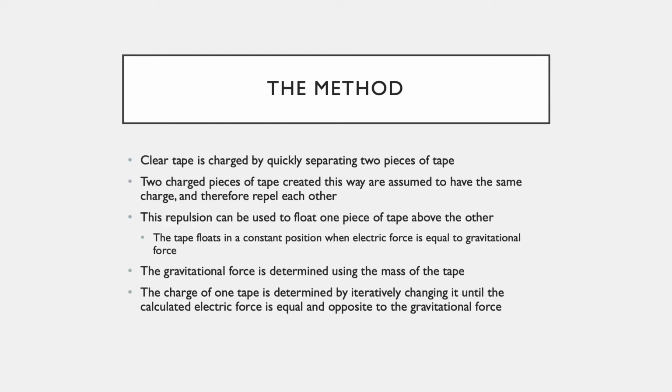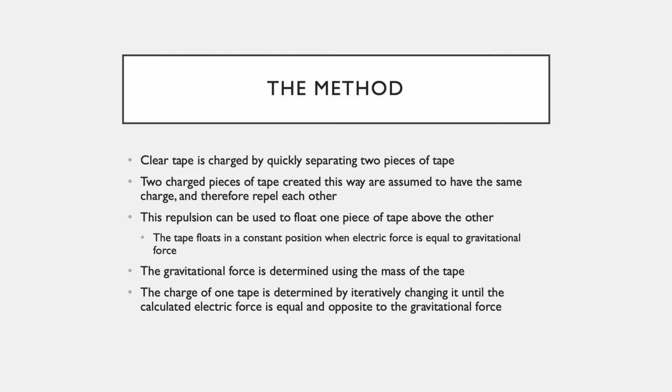Excess charge is generated in the tape by layering two pieces of tape one atop the other and then quickly pulling away the top piece. These two charged pieces of tape created this way are assumed to have the same charge and therefore repel each other. This repulsion can be used to float one piece of tape atop the other.